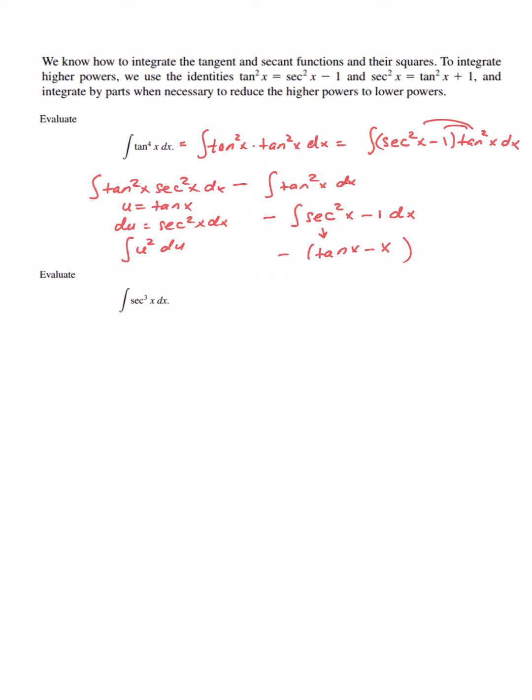So now I can go ahead and finish this first one. This is going to become tangent to the third x over 3, because of course it becomes u cubed over 3. And pretty much now I have my answer. Tangent cubed x over 3 minus tangent x plus x plus c.